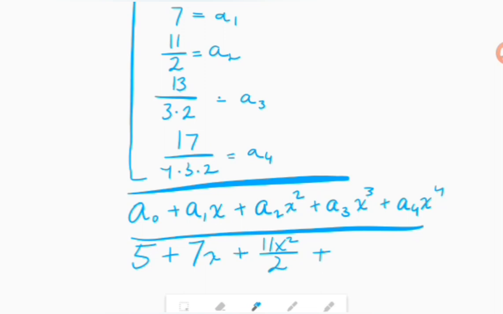Plus a sub 3 times x cubed. So that's going to be 13x cubed over 3 times 2. And then finally we have a sub 4 times x to the 4th, so 17x to the 4th over 4 times 3 times 2.